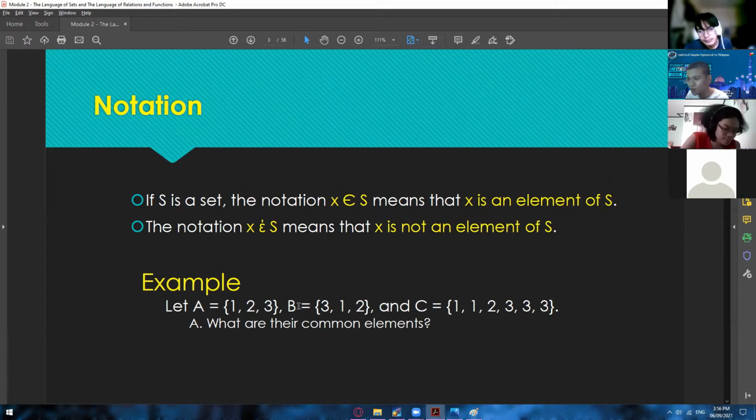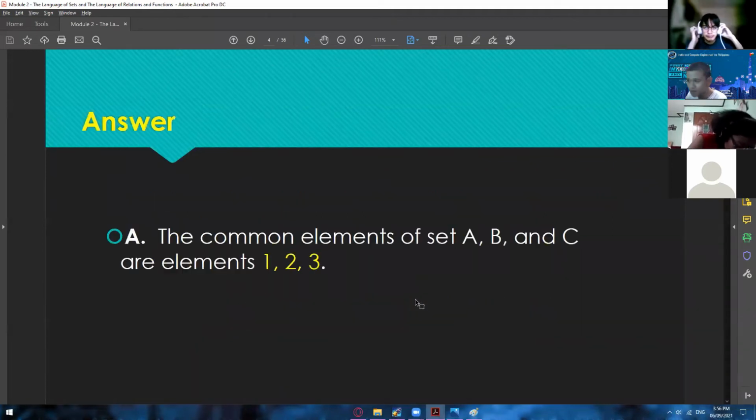Okay, so {1, 2, 3}, {3, 1, 2}, and {3, 2, 1} are just the same. Arrangement doesn't matter, and the existence of duplicate elements is prohibited in a set. All of the elements must be distinct from each other.